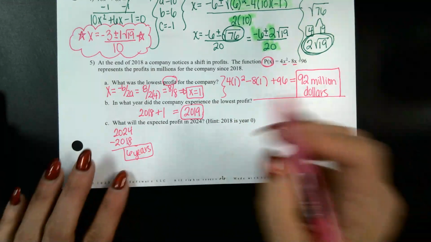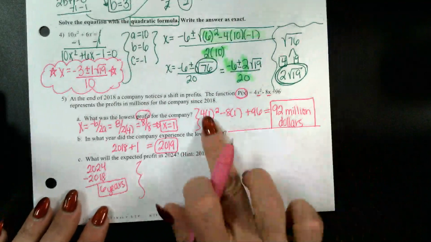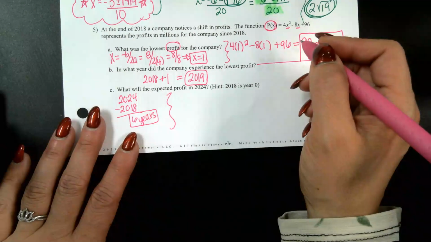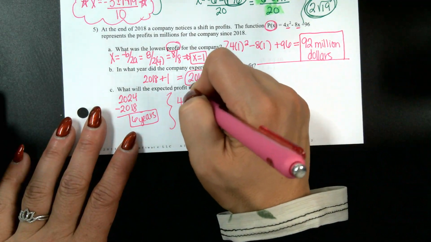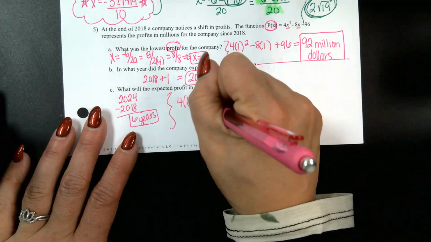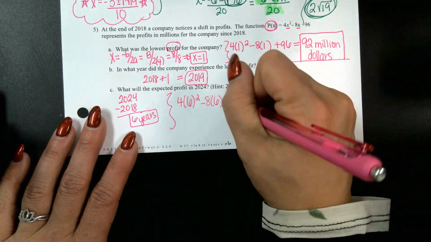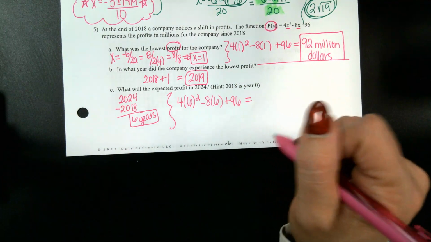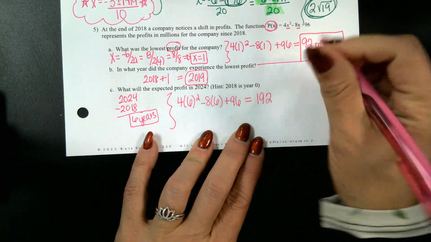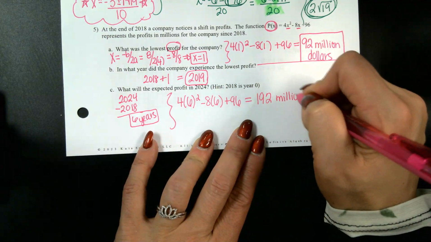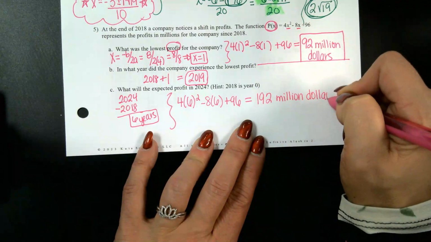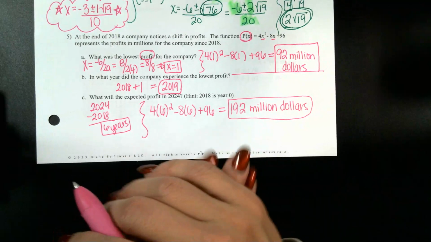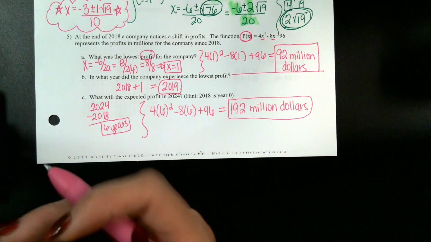So what do I do with that 6? You plug it in for x. I do a plug and chug again, but instead of plugging in 1s, I'm plugging in 6s. I'm just redoing part A and using a 6 instead of a 1. 192. Make sure you stick million after it, since we are talking profit.